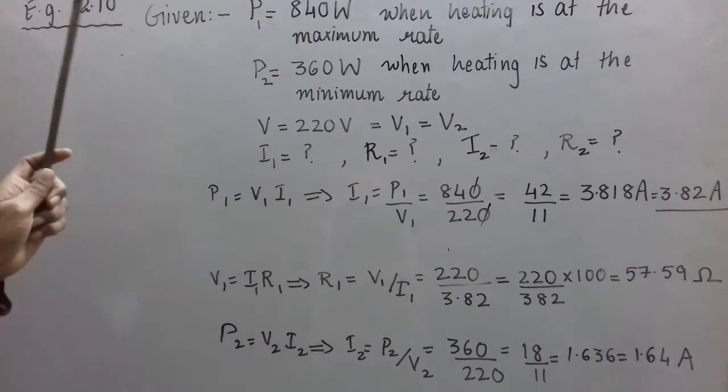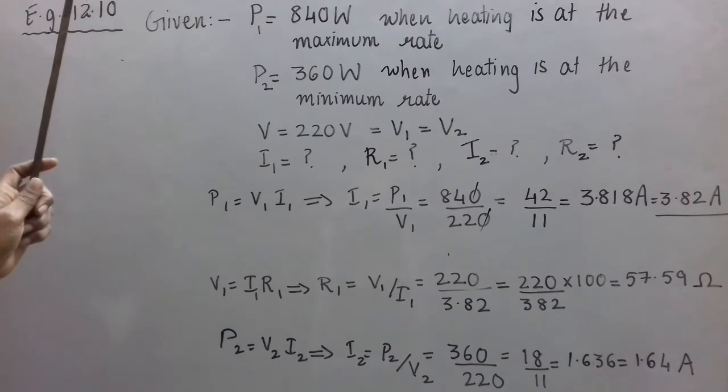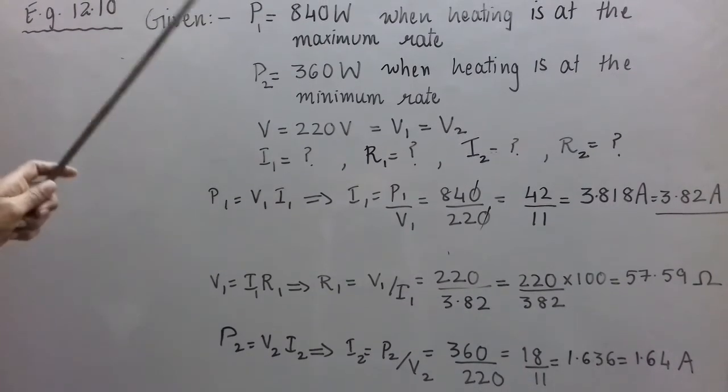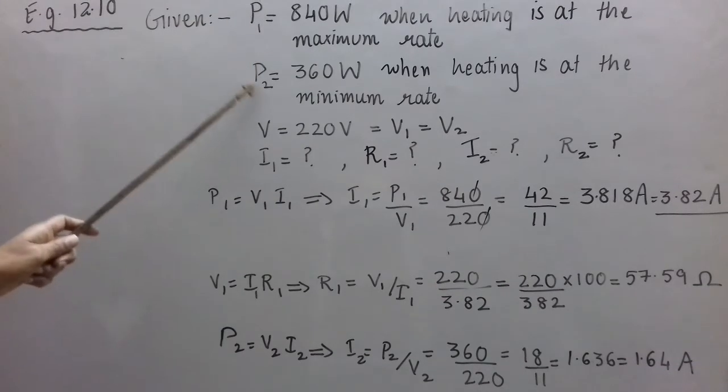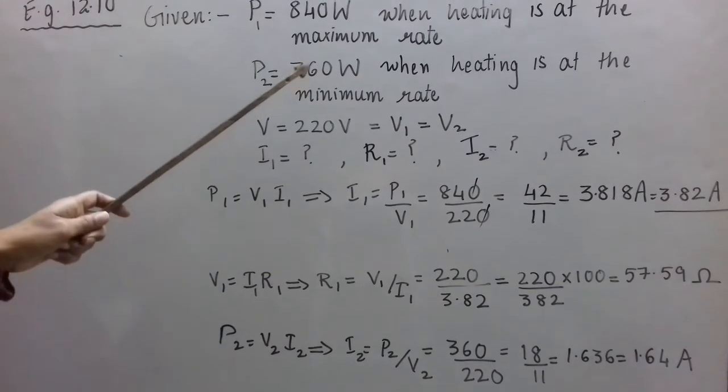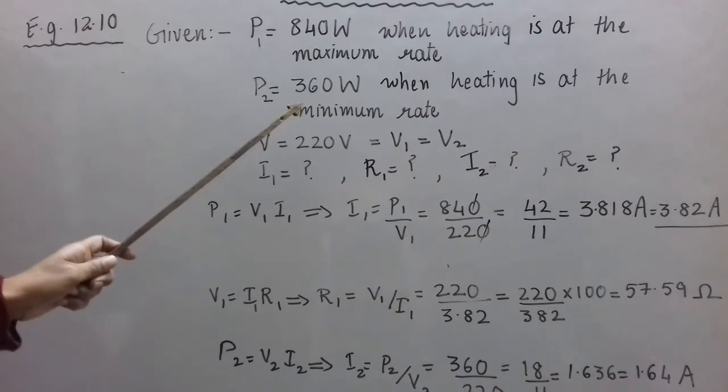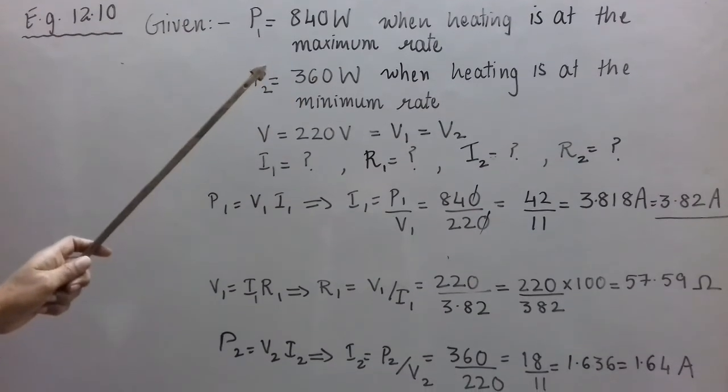And it is also given that the power is 360 watt when the heating is at the minimum. So let us represent it by P2. P2 is 360 watt when heating is at the minimum rate. The voltage is 220 volt.